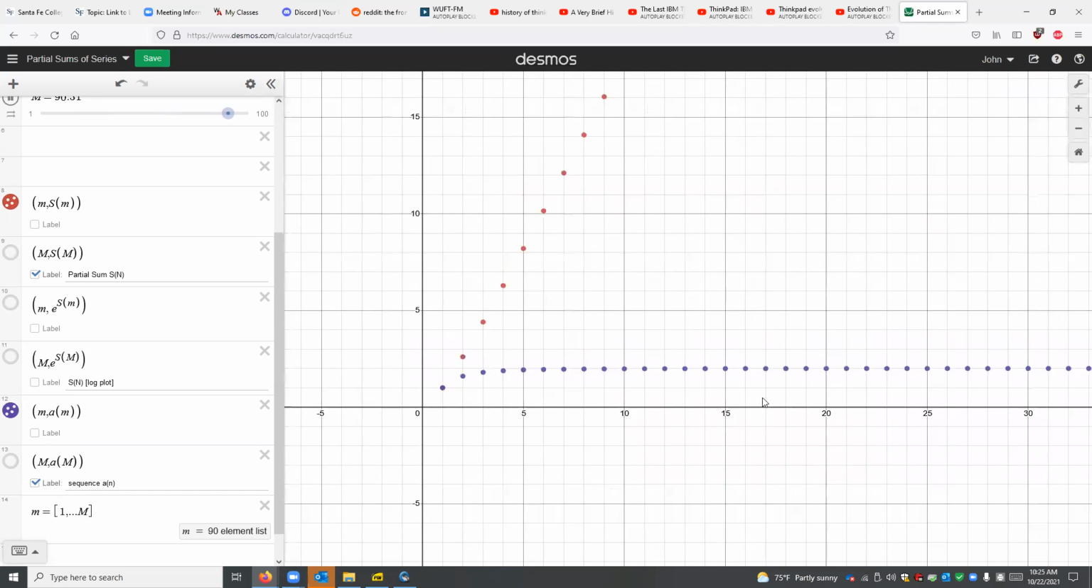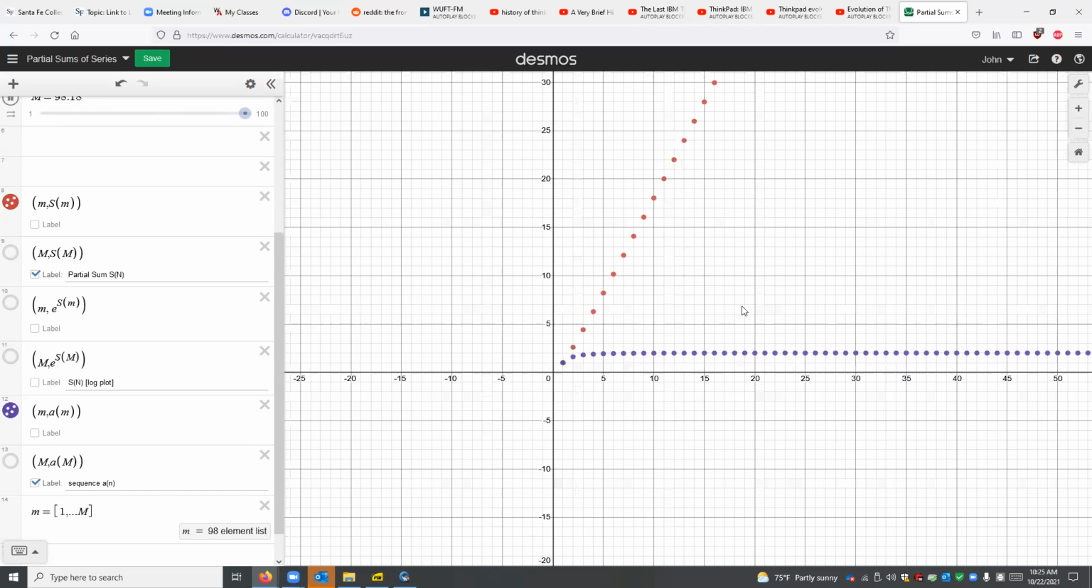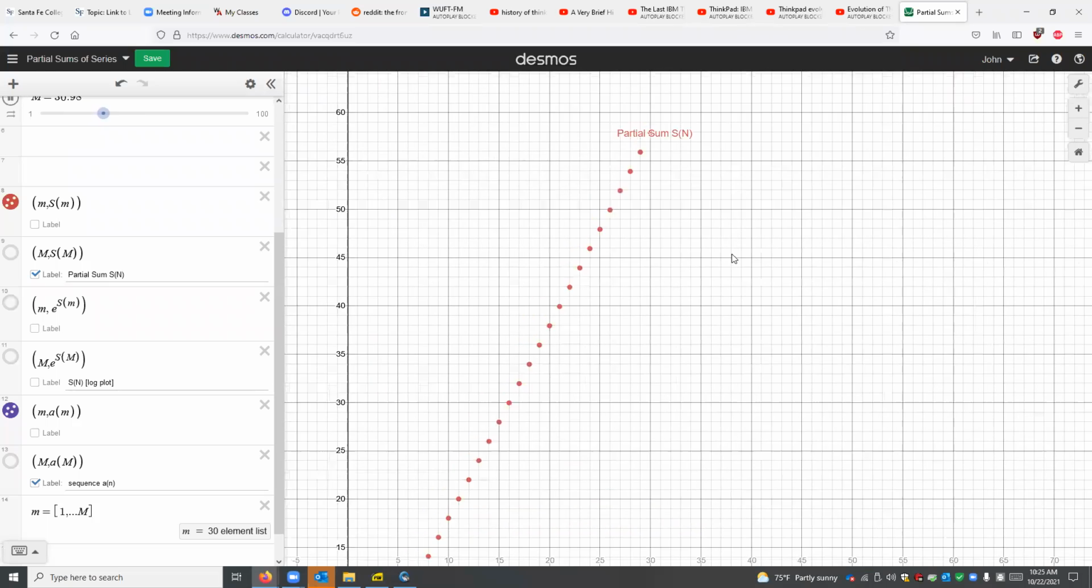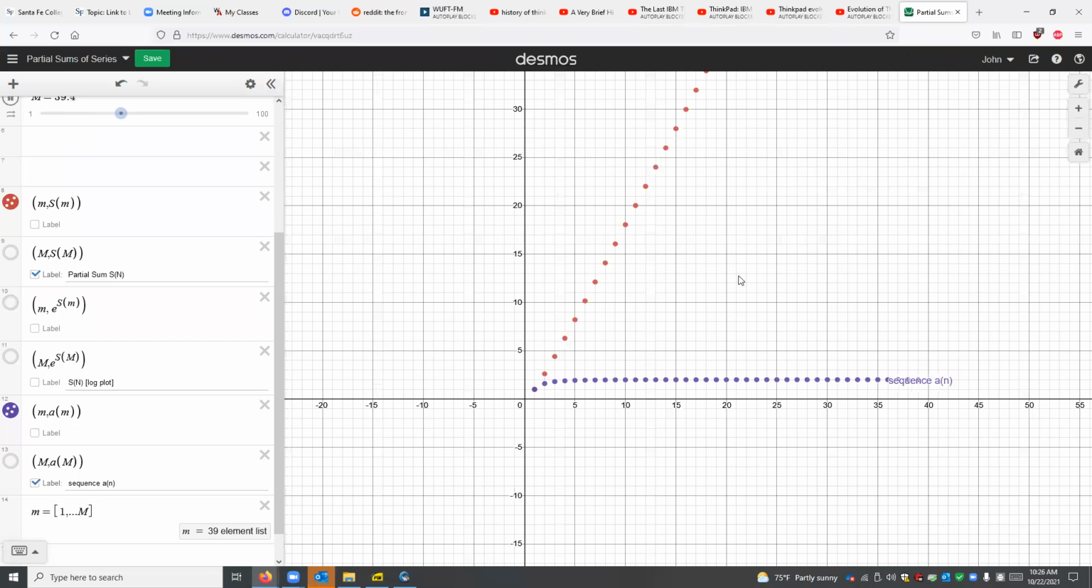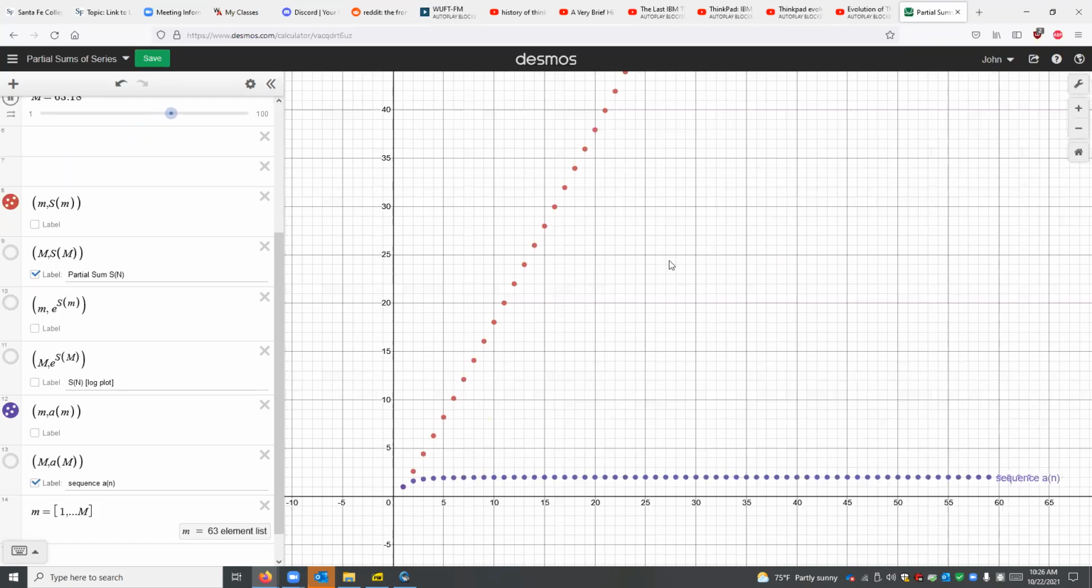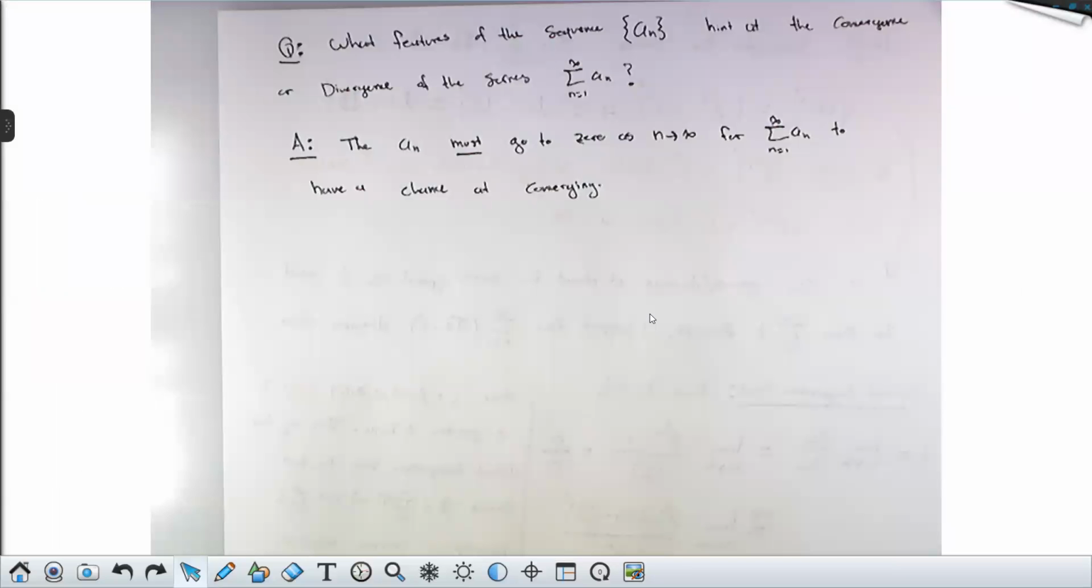What that means is, as you add up more and more terms of the series, you're just essentially adding 2 plus 2 plus 2 plus 2 plus 2 plus 2 plus 2 plus 2. So the partial sums are exploding. If you add 2 to itself over and over and over again, that's going to get really big. So if the sequence a_n does not go to 0, the series sigma a_n has no chance of converging. It must diverge. And that is exactly what the test for divergence says.